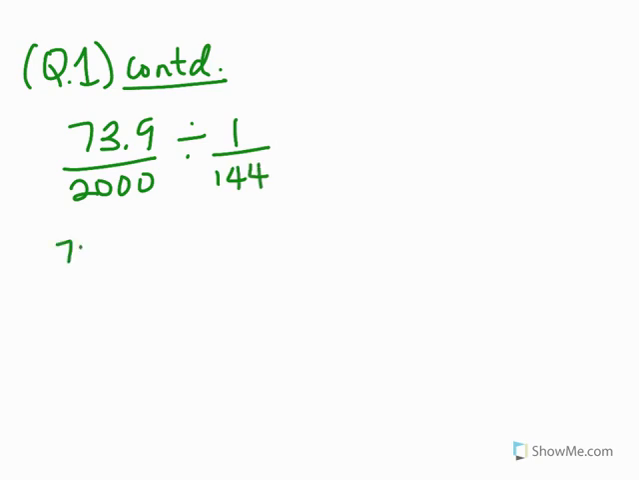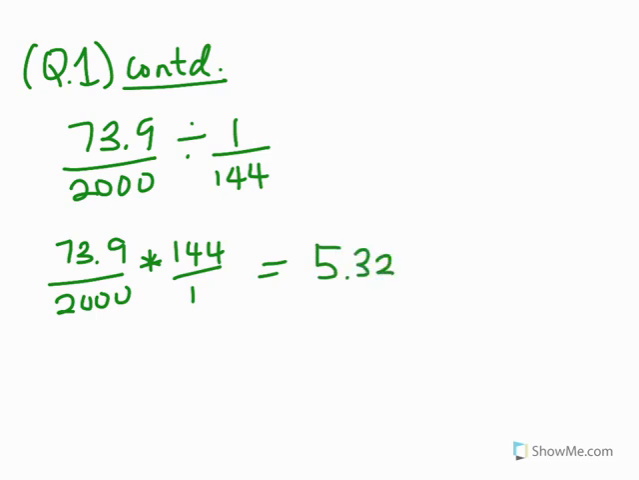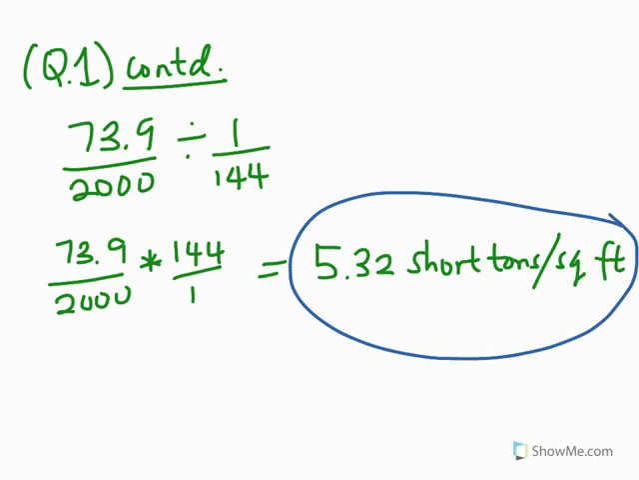So, of course, I apply my fraction, 73.9 over 2000 times 144 over 1. And then when you multiply, use your order of operations. When you multiply and divide, you now have 5.32 short tons per square feet. And this becomes your answer. So you can actually use unity fraction method, or you can use method of proportions. Now, for the rest of the questions we shall solve, we shall use unity fraction method.